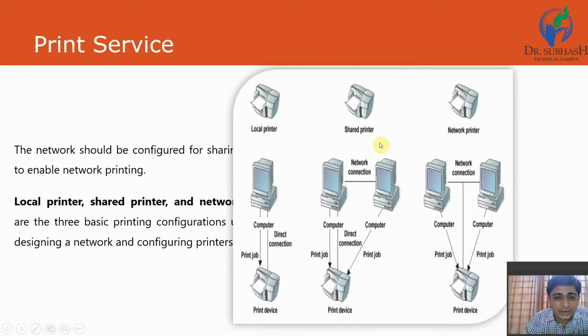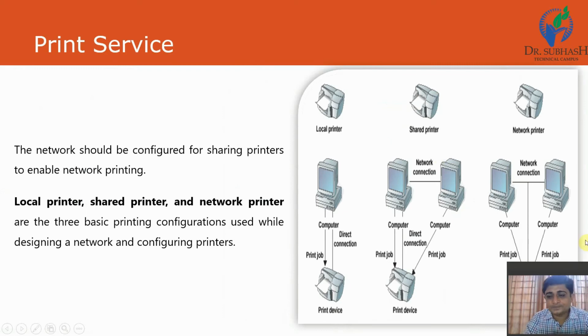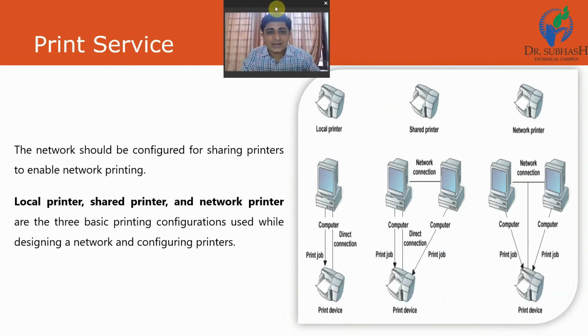Another one is the print service. That is also a service. Using this service, the network should be configured for sharing printers and to enable network printing. Here we have print devices. There are three: local printer, shared printer, as well as network printer. A local printer can connect to a single computer. Okay, a local printer connects to a single system, and only that system can use this printer.